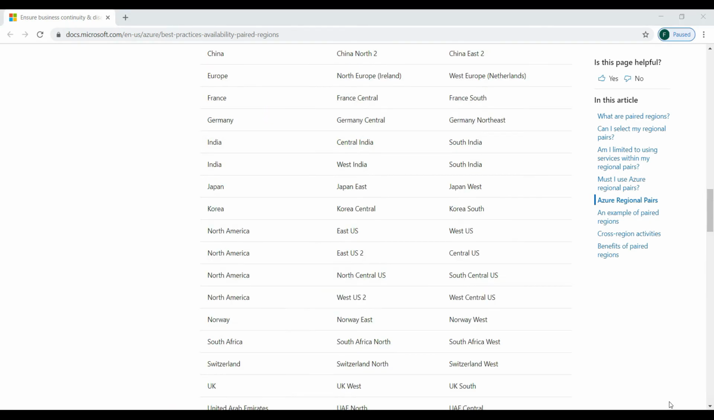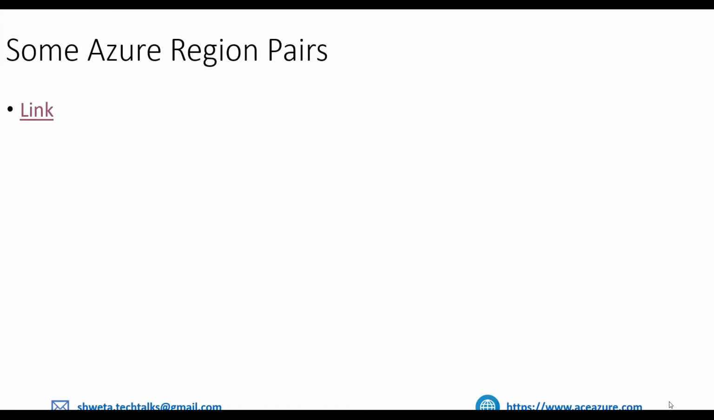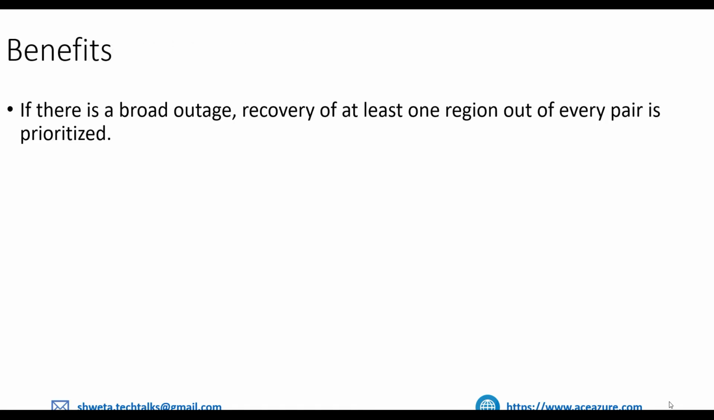Let's go back to the slide and understand the benefits that Azure gets by maintaining their data centers and regions in region pairs. If there is a broad outage, the recovery of at least one region out of every pair is prioritized. A given geography is divided into, let us say, X number of region pairs. So if there is a broad outage, then recovery of one region out of every pair is a priority.